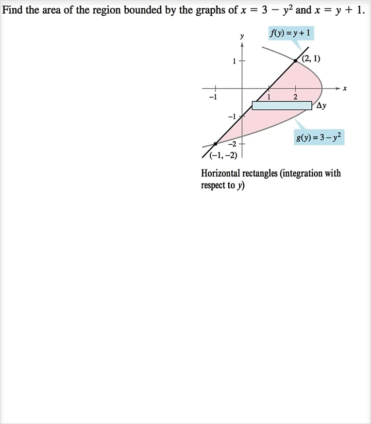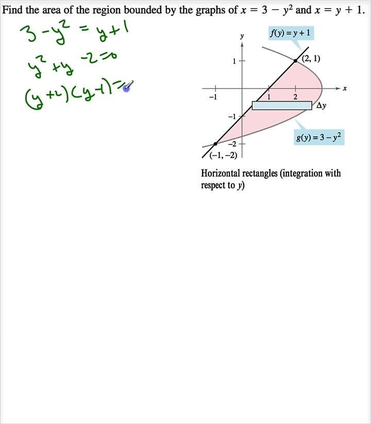Now, the first thing I'm going to want to do is solve this to see where x equals x. So where does 3 minus y squared equal y plus 1? And when I do this, what does my function become? It becomes y squared plus y minus 2 equals 0. And so when I factor this, I get y plus 2 times y minus 1 equals 0. So my limits of integration are -2 to 1.